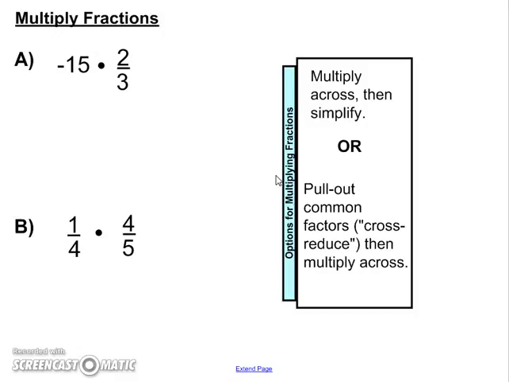That's great. You have a couple options when multiplying fractions. First, you can multiply across and then simplify. Or you can pull out, or reduce out, sometimes the common factors and then multiply across. If you do the second version, that saves you from reducing in the end. If you do the first version, then you probably have to reduce in the end. But you sort of have your choice.